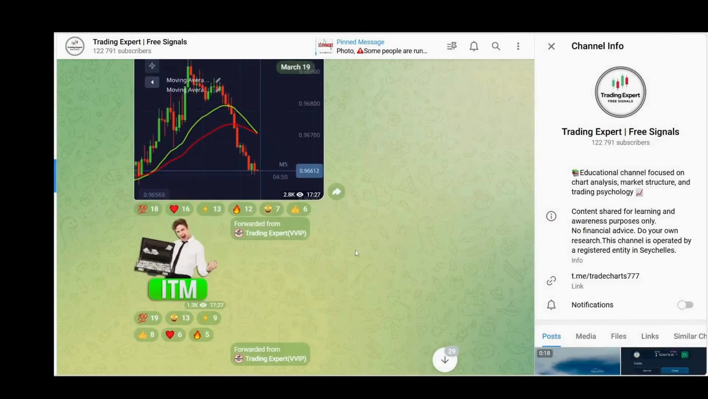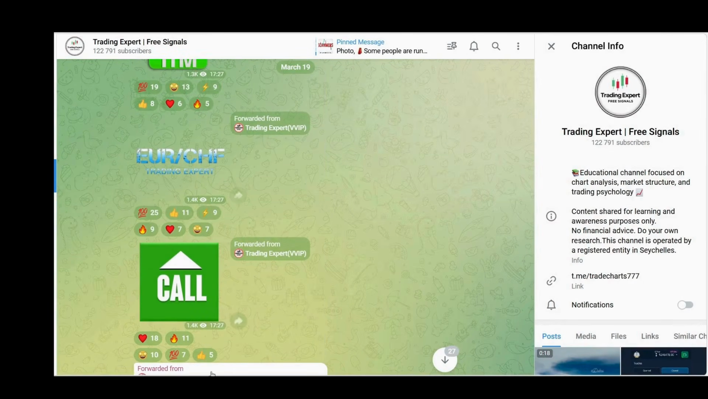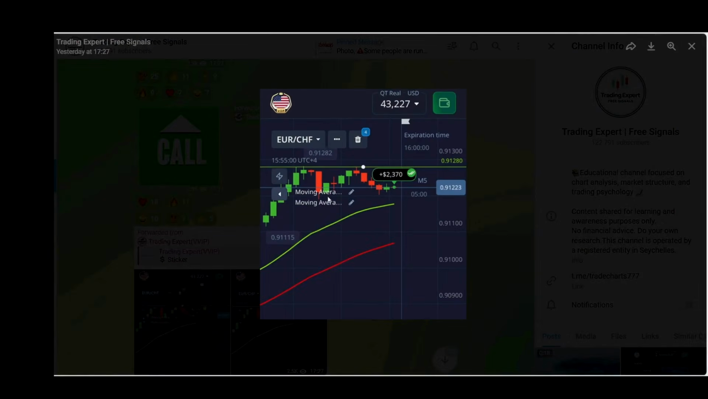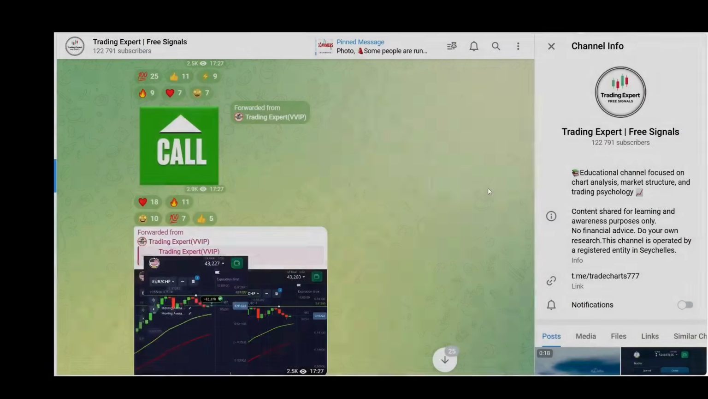Now let's move on to the next trade, which we provided on EURCHF for a call side move. Here you can see an uptrend, and there was also a moving average. That's why we provided a signal for the upside move. If you notice carefully, there was also a support level, which made this trade even stronger. This was also a clean win.